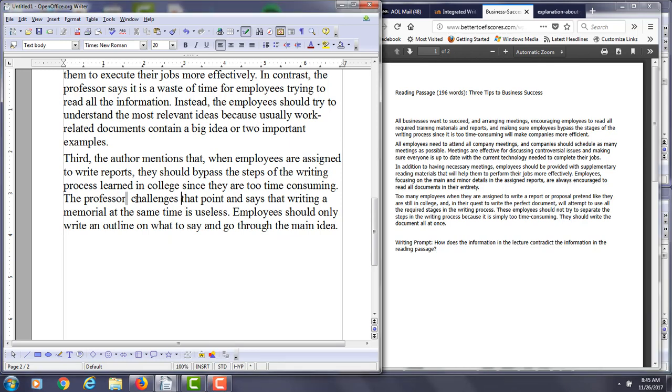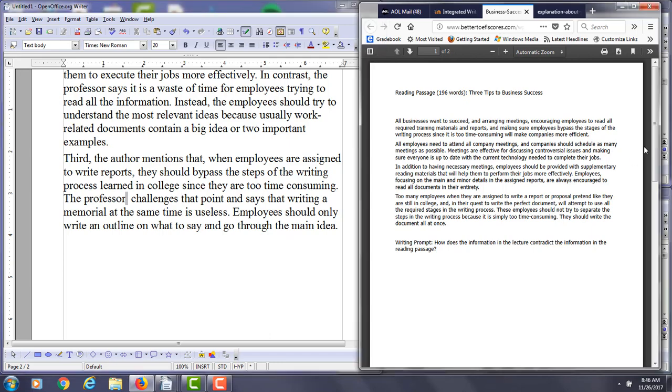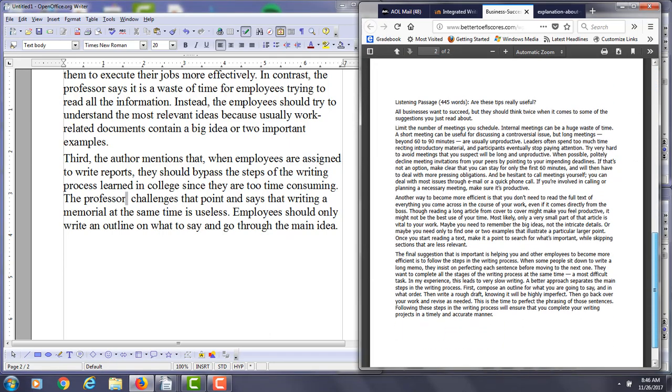Okay, so you say the professor challenges that point, says that writing a memorial at the same time is useless. Employees should only write an outline on what to say and go through the main idea. See, this is where you're running into troubles. It's not entirely accurate what you're saying. So go over here. It says a better approach separates the main steps in the writing process. First, compose an outline for what you're going to say in what order, then write a rough draft, then go back over your work. And it's saying here, following these steps in the writing process will ensure that you complete your writing projects in a timely and accurate manner.